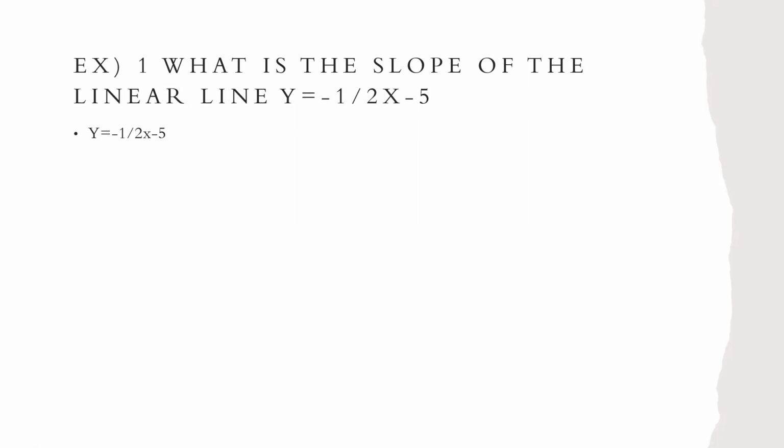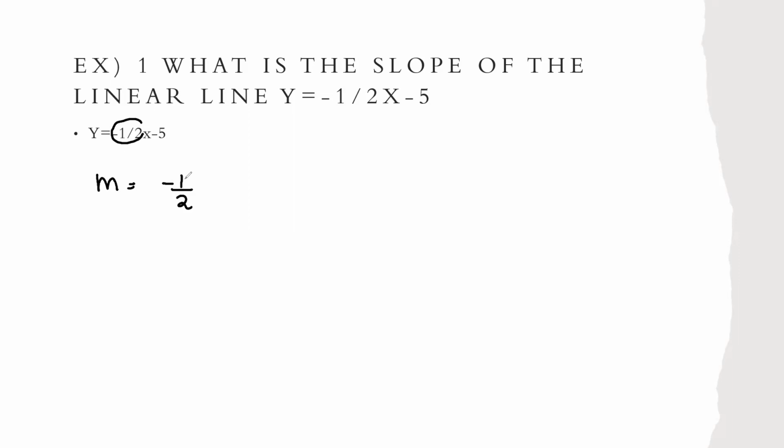Let's start with example 1. Example 1 says, what is the slope of the linear line y equals negative 1/2 x minus 5? They give us an equation, and it's easy to find the slope when they give you an equation. The slope is the number in front of x, the constant, right? So the constant is negative 1/2. Okay, so that's the slope.